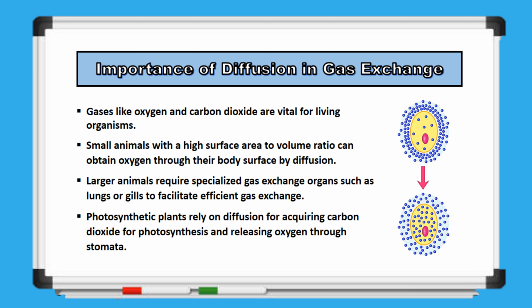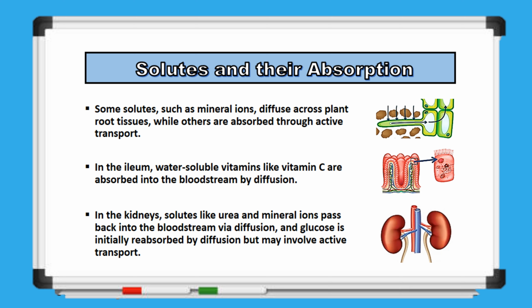Solutes move through different tissues in the body using various mechanisms such as diffusion and active transport, depending on the context. In plants, mineral ions diffuse across root tissues, and in some cases, active transport is used to absorb minerals from the soil, even when their concentrations are low. In the human body, water-soluble vitamins, like vitamin C, are absorbed by diffusion in the ileum into the bloodstream.